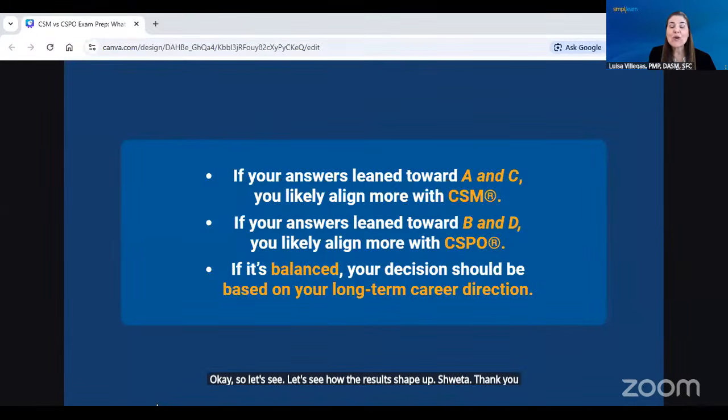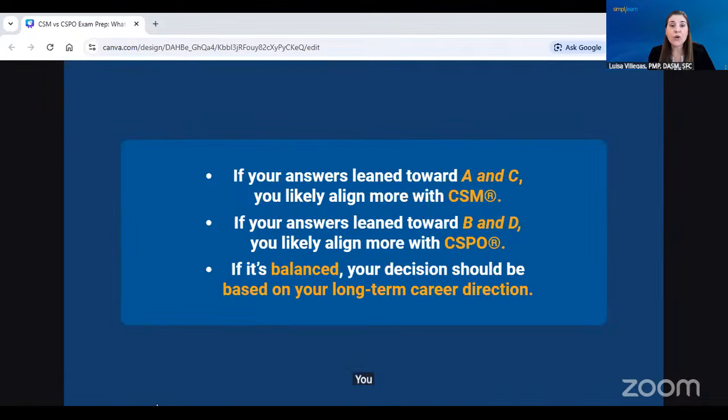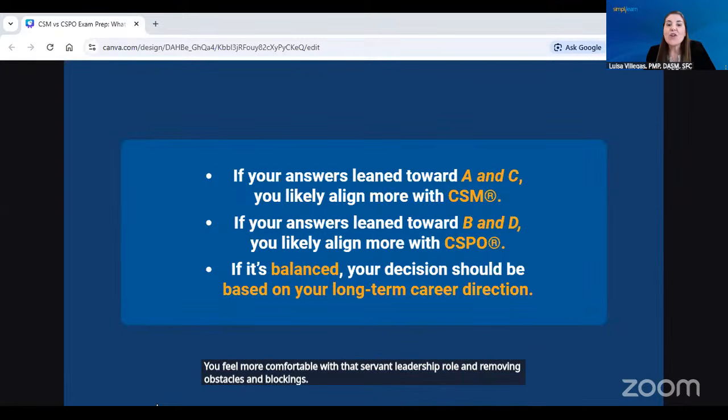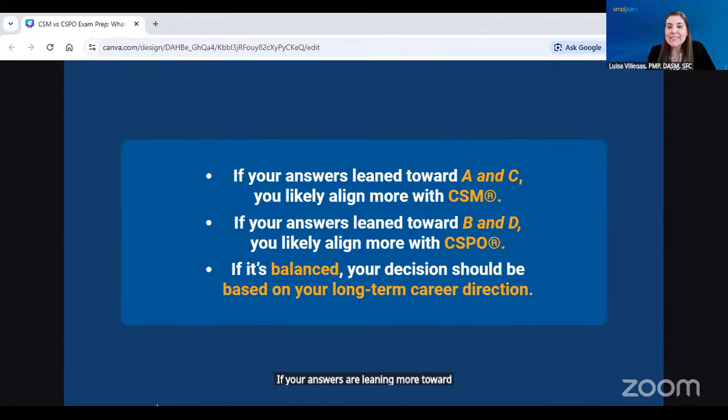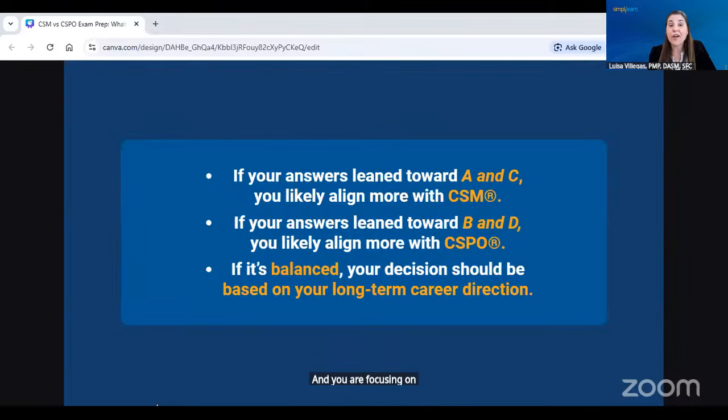Thank you. So if your answers lean toward A and C, you are likely a better fit with a Scrum Master. You have that servant leadership approach, you like process, you like aligning teams, and you feel more comfortable with that servant leadership role and removing obstacles and blockers. If your answers lean more toward B and D, then you're likely more aligned with a CSPO, a product owner. You're more strategic. You think in business terms, you think about investment, you think about value, you like to make decisions, you like to have the last word, and you focus on the product itself.